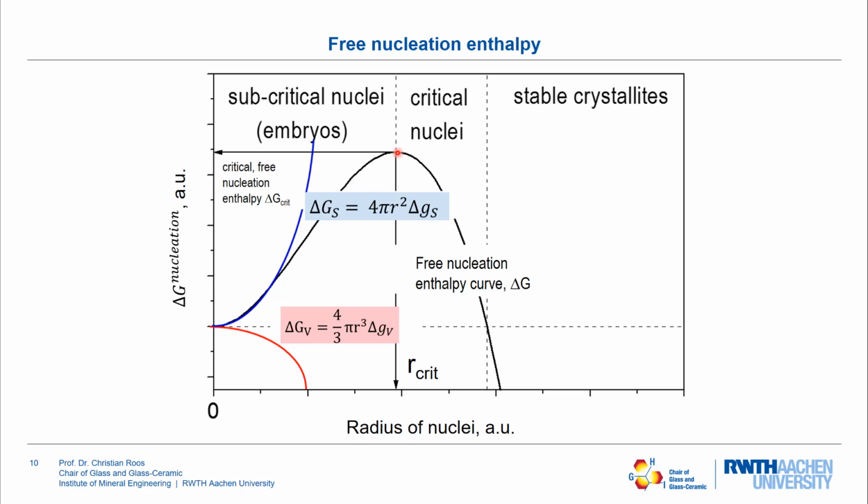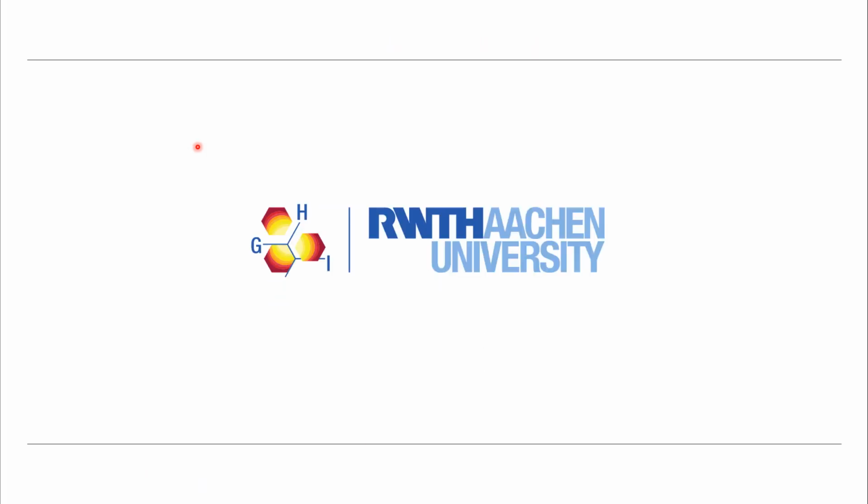and when this size of nuclei is reached, which is the critical nucleation radius, the nucleation takes place and is basically not stoppable anymore. And certainly the maximum of this curve, on one hand, gives you the critical radius of the nuclei, and on the other hand also gives you the critical free nucleation enthalpy. And with that, we are at the end of this video, and I trust it was helpful for your further understanding of class science.